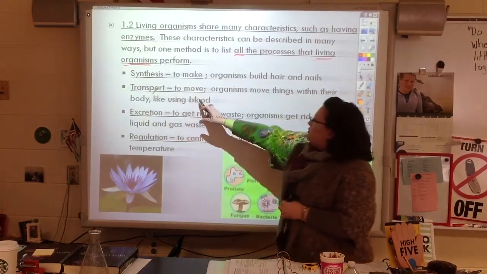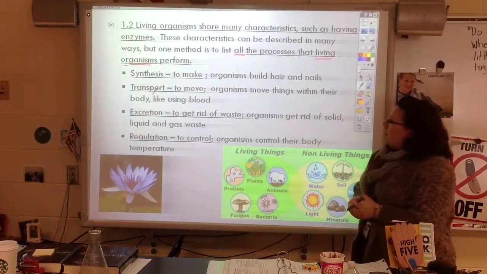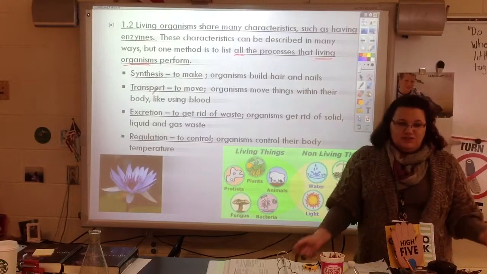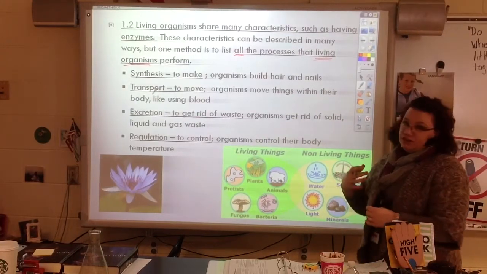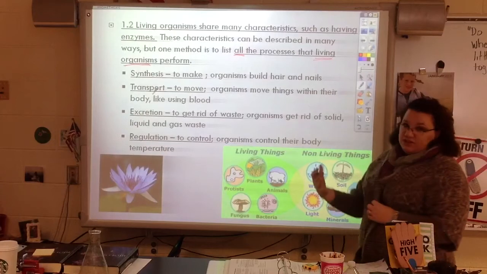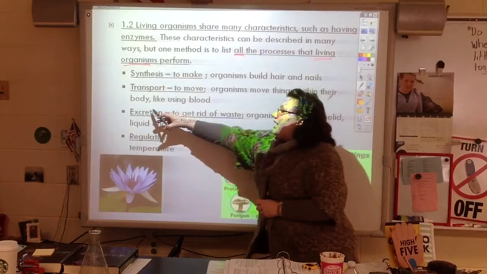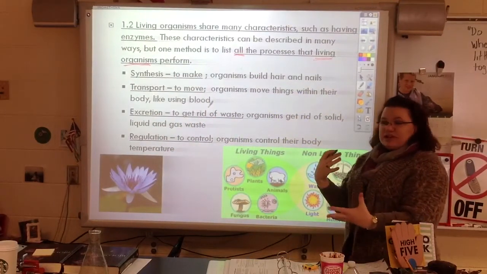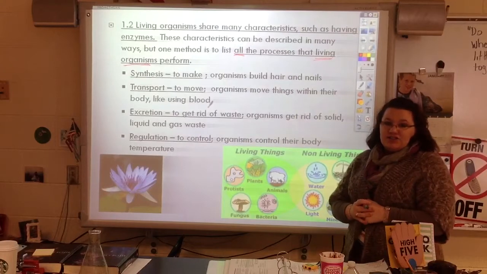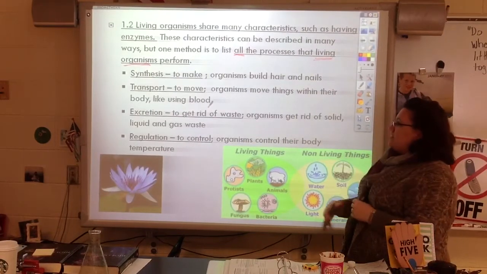Transport, to move things in your system. Not to pick up a chair or a book and move that. We're talking about inside the body at the cellular level or tissue level. Organisms move things within their body like using blood. So your blood transports your nutrients for food and gas exchange in your lungs. There's all kinds of places where we're moving things in our body.